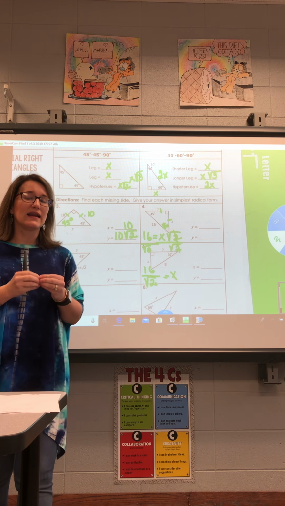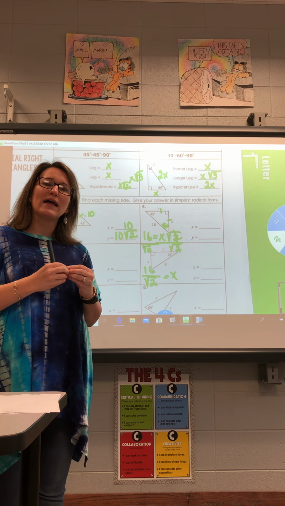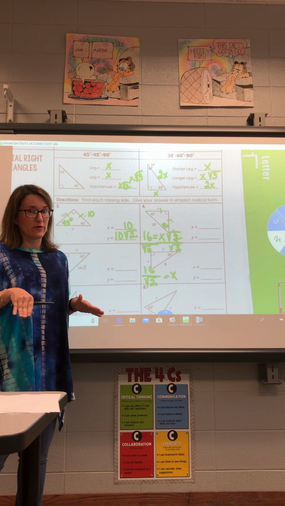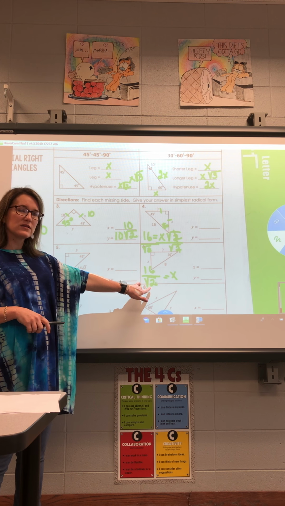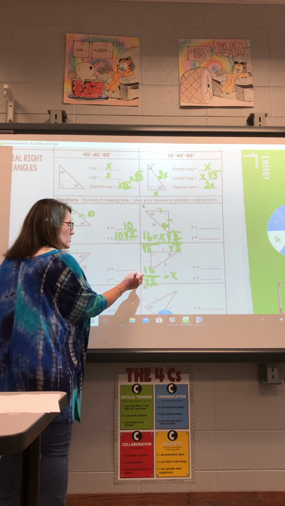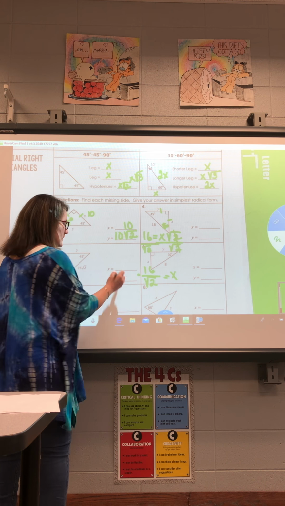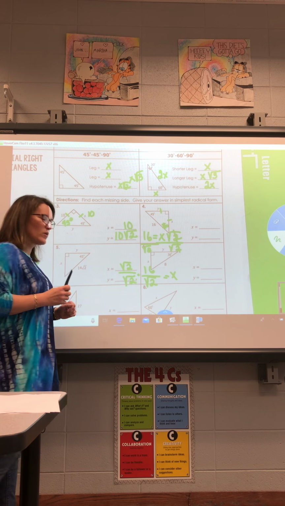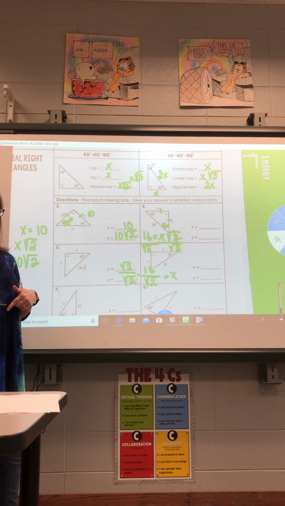Well, one thing that I know is I cannot have a radical in the denominator of a fraction. That's a huge math no-no. So in order to get rid of this square root of 2, I'm going to rationalize the denominator, which means I'm going to multiply it by 1. But my 1 is going to be a special 1. It'll be the square root of 2 over the square root of 2.